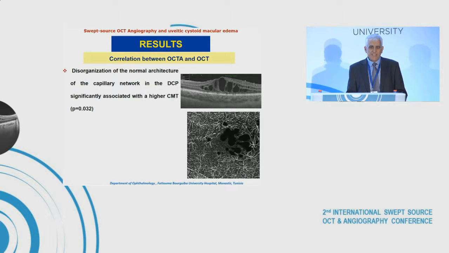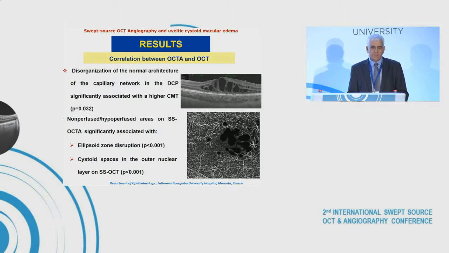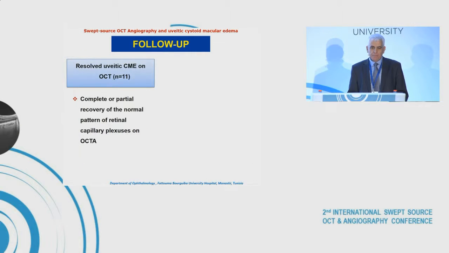Correlation between OCT-A and OCT findings. Disorganization of the normal architecture of the capillary network in the deep capillary plexus was found to be significantly associated with a higher central macular thickness. Non-perfused or hypoperfused areas on swept source OCT-A were significantly associated with disruption of the ellipsoid zone and the presence of cystoid spaces in the outer nuclear layer on swept source OCT.